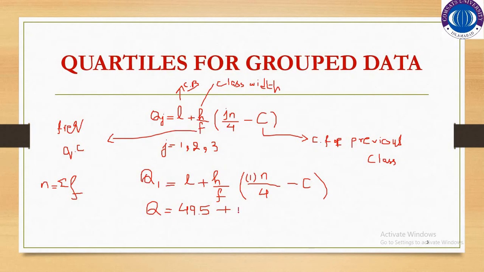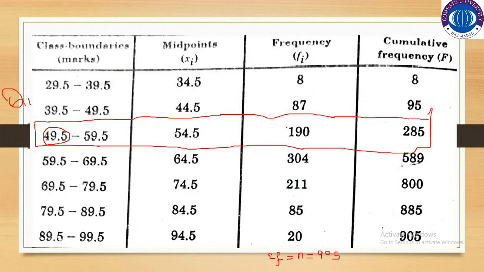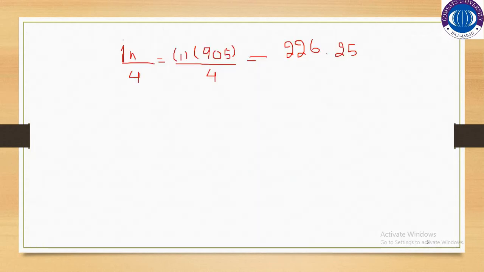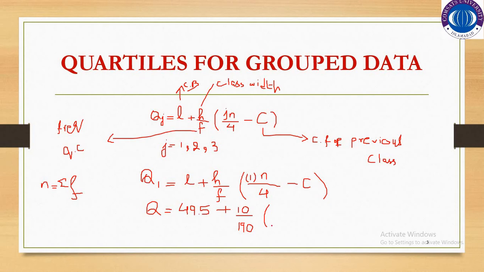So we will substitute 10 here divided by f. F is the frequency of the selected class, which is 190, and I will substitute 190 here. And as you know, 1 into n by 4 we have calculated here, this is 226.25. I will substitute this value here.